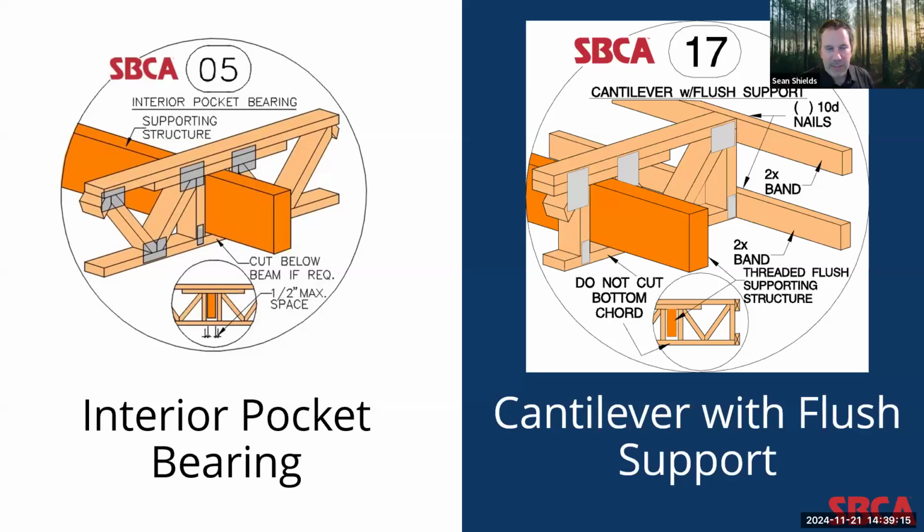But in detail 17, because of the cantilever, there is no bearing location on one side of that interior pocket beam support. And so you do have compression forces traveling through that bottom chord, even though it's a top chord bearing truss. And so the detail calls out you cannot cut that bottom chord. And this is an important distinction because that can easily be missed in the field. And that's why details like this can be very valuable to provide to installers so that they're looking for these things.